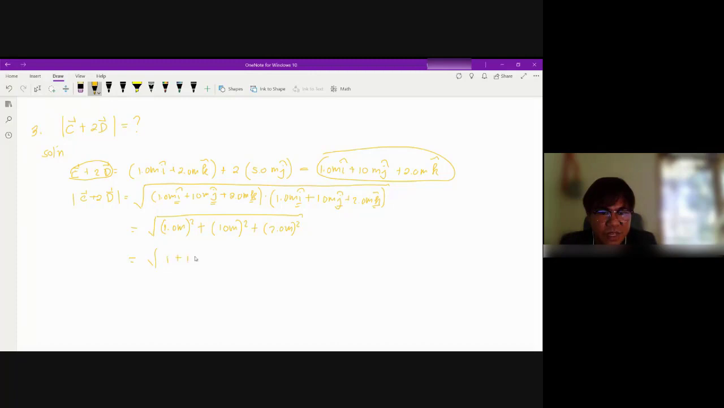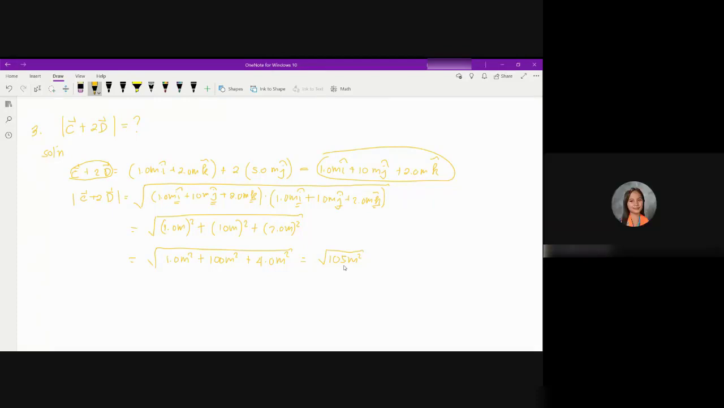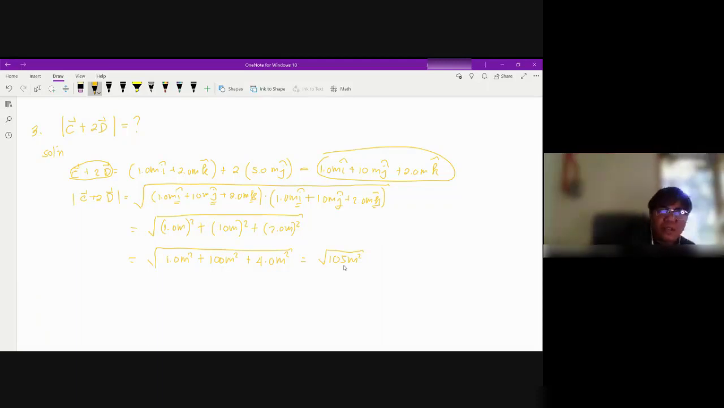So this is actually, careful lang mo sa significant figures. That is 1 plus 100 meter square plus 4 meter square, or that is just equal to square root of 105. Kuha? Yes, sir. Okay.